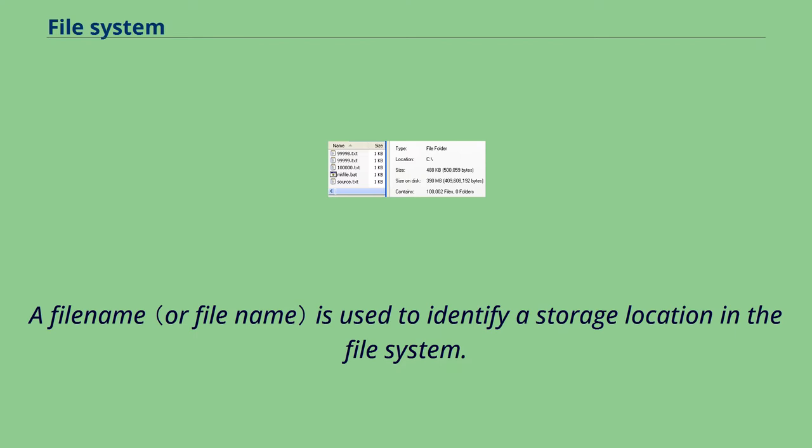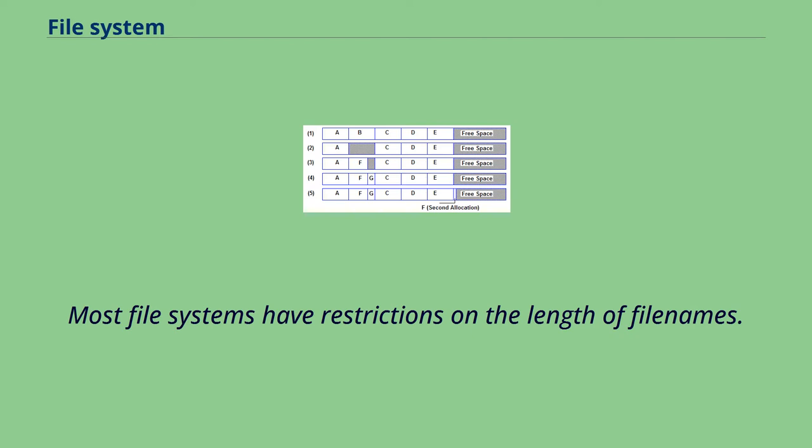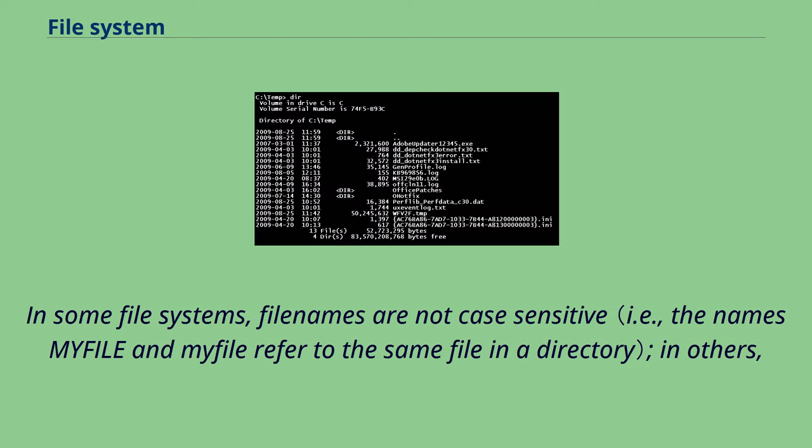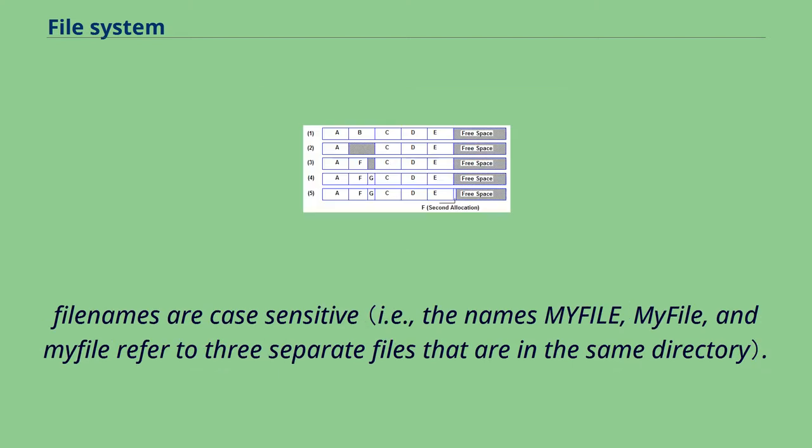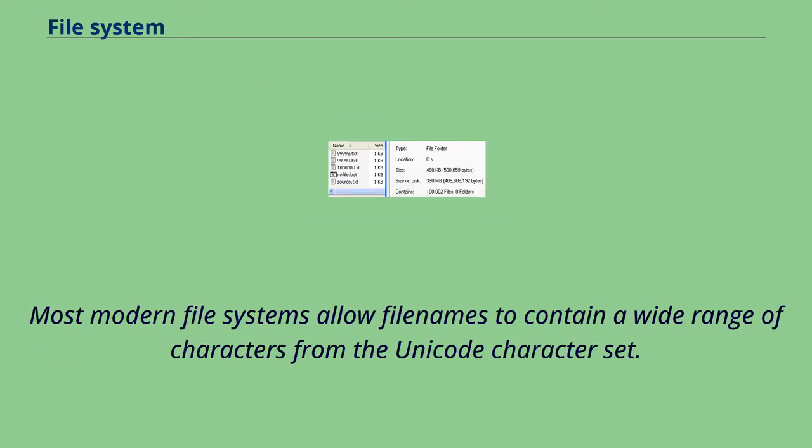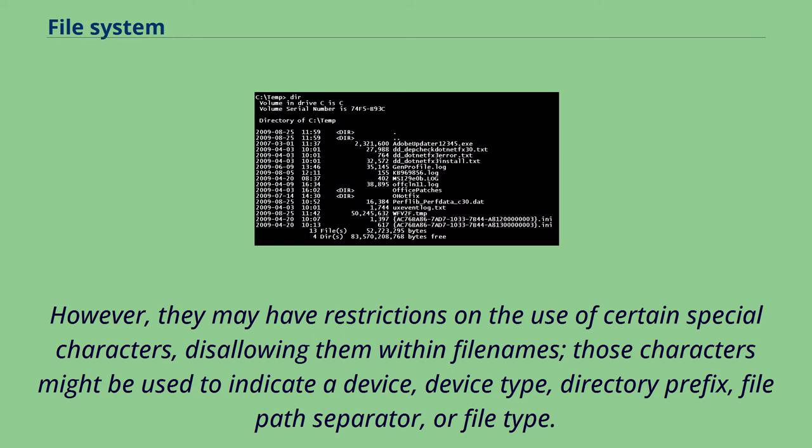A file name is used to identify a storage location in the file system. Most file systems have restrictions on the length of file names. In some file systems, file names are not case-sensitive. In others, file names are case-sensitive. Most modern file systems allow file names to contain a wide range of characters from the Unicode character set. However, they may have restrictions on the use of certain special characters, disallowing them within file names. Those characters might be used to indicate a device, device type, directory prefix, file path separator, or file type.